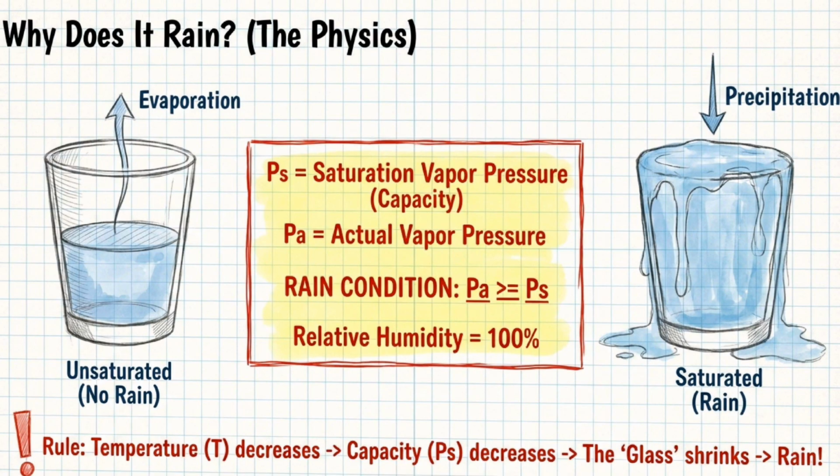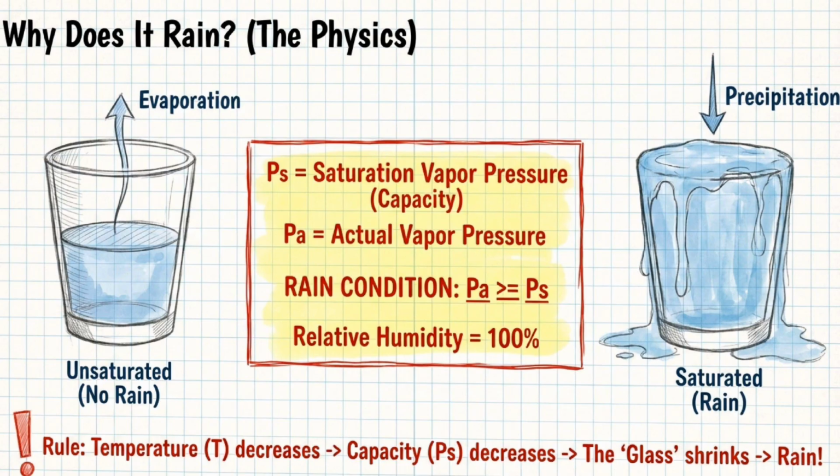Why does it rain? Imagine the air is like a glass. This glass doesn't hold liquid water. It holds invisible water vapor. The glass has a capacity. In physics, we call this saturation vapor pressure. Saturation vapor pressure is the maximum water vapor the air can hold. Let's call it PS, the air's full capacity.